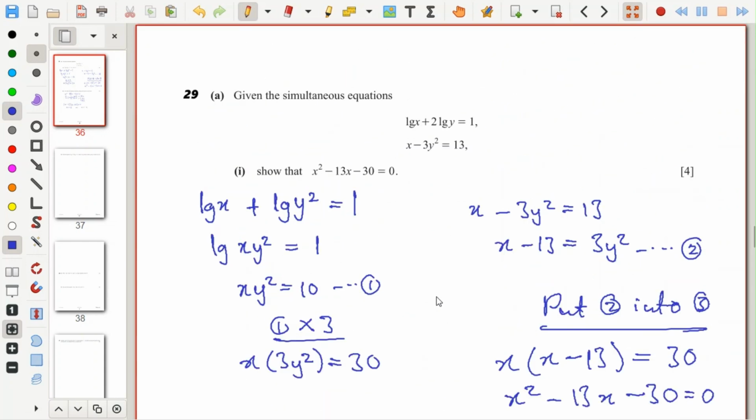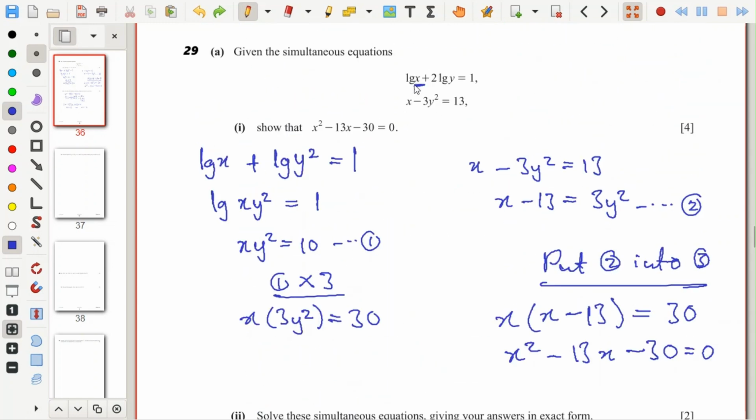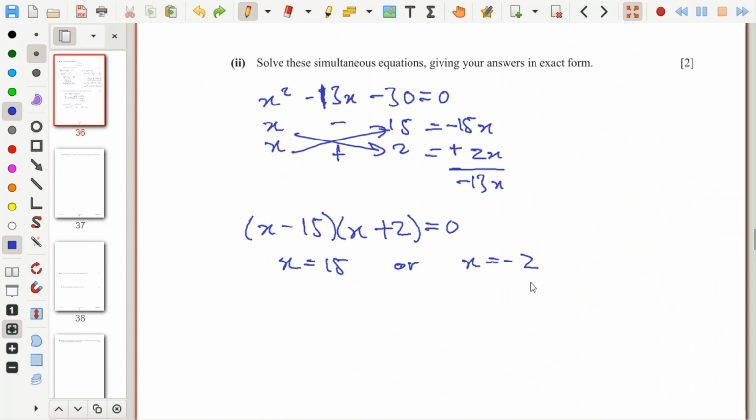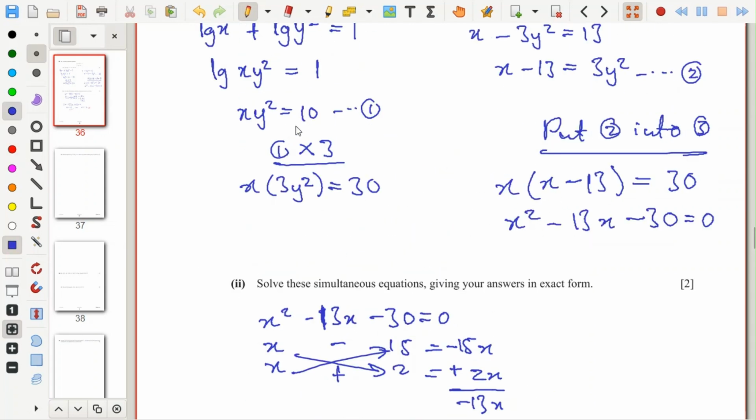Okay, now let's come and check. Can x be negative 2? What do you think? No, it can't. It can't be negative 2 because your argument cannot be negative. The question is a follow up, so it depends on the logarithm here. So please, this one is rejected and this one is accepted. So when x is 15, you have to find y. Okay, from this equation, let me copy and paste this one.